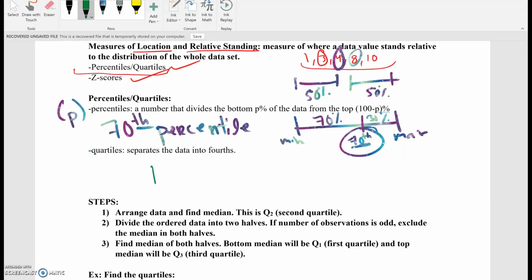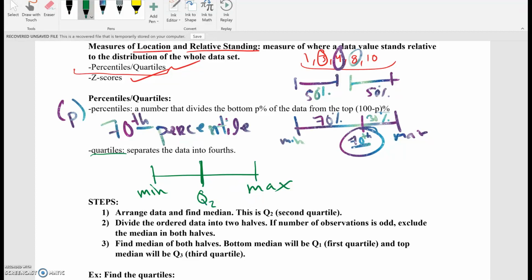So if I had my data, let's say this is my minimum value and this is my maximum value, my quartiles are just going to separate everything into 4 equal parts. So between the minimum and the maximum value, there should be a middle value, okay? We're going to call this the second quartile, okay? Which is actually my median.